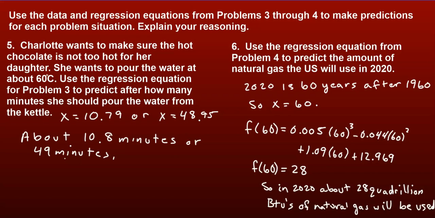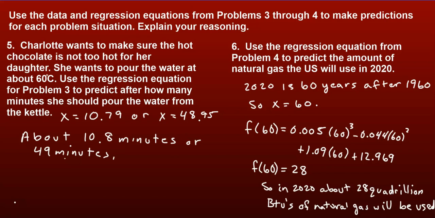Alright, so hopefully you noticed that 2020 is about 60 years after 1960. So that means our x is equal to 60. We're going to plug that in for x into the regression equation that we got in problem 4. You can use Desmos or your graphing calculator, type the stuff in, and you're going to get that f of 60 equals 28. So then in 2020, about 28 quadrillion BTUs of natural gas will be used.